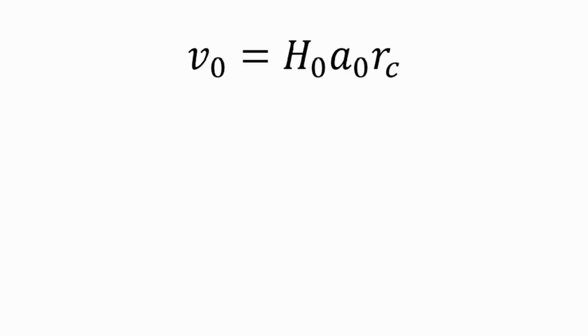We normally use the subscript 0 to denote today's conditions. For today's conditions, the recession velocity is expressed as, since by definition the scale factor today is equal to 1, we have. This last equation is what Hubble obtained.